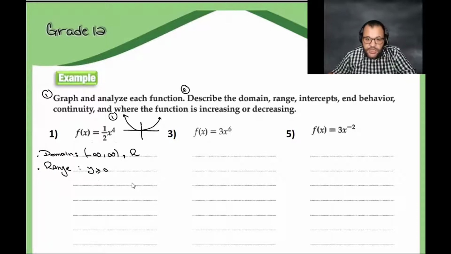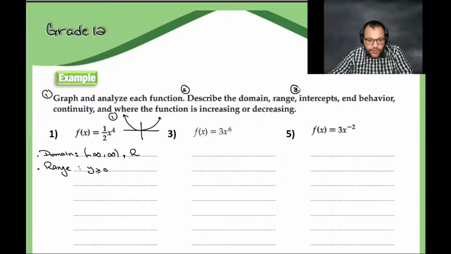Why is the range greater than or equal to 0? Because any number, if you raise it to an even power, the answer would be 0 or a positive number. You will not find a negative number from power 4 or power 2 or power 6. After that, we just find the domain and range.